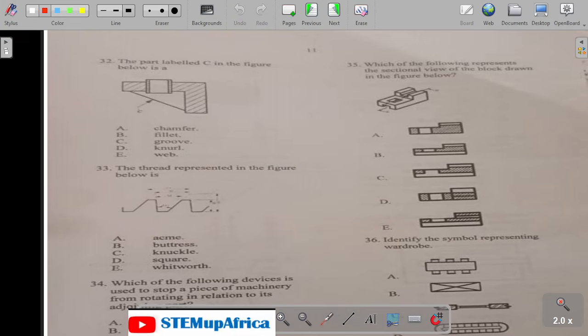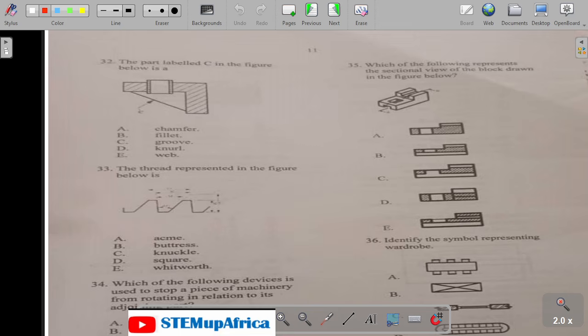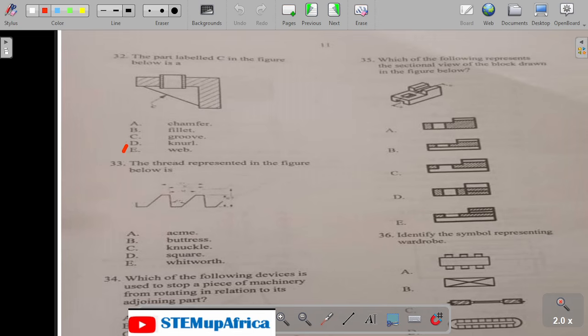Number 32. So the part labeled C is this essential view, but that part is on section. That part is the web, which is E. Then number 33, the thread represented in the figure is what? The thread, we have the acme, we have the buttress, the answer is the buttress, which is B.